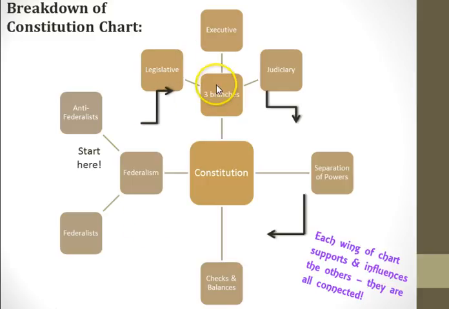Then we move into the 3 branches. We have a legislative branch, an executive branch, and a judiciary, okay, our judicial branch. Those are our 3 branches of government. And what's important is we have a separation of powers between each of these branches, okay?